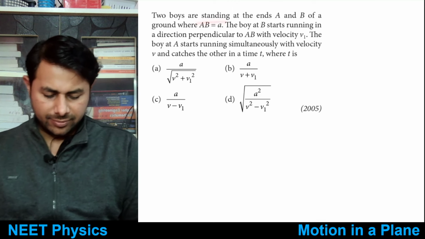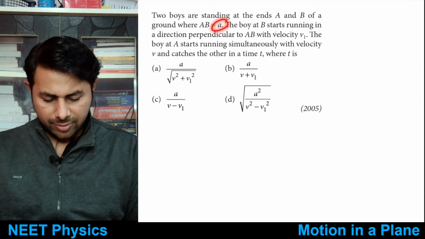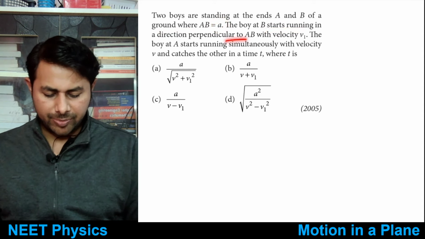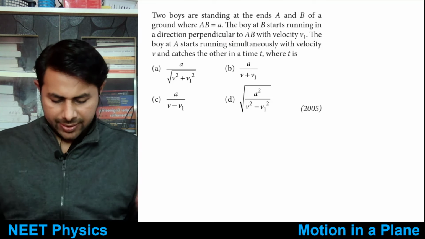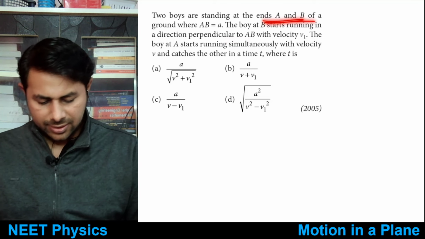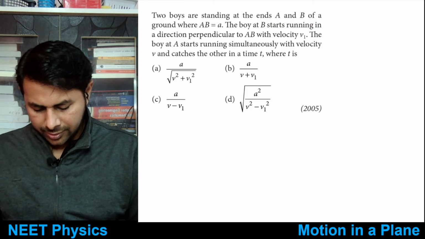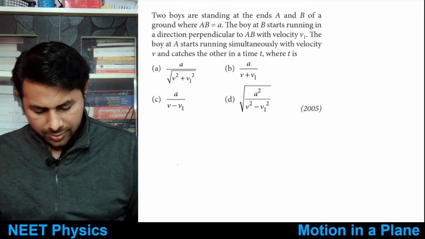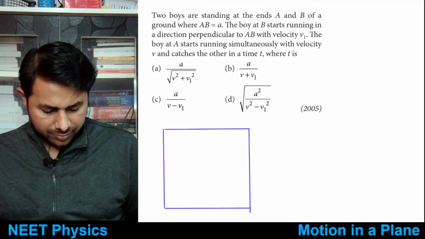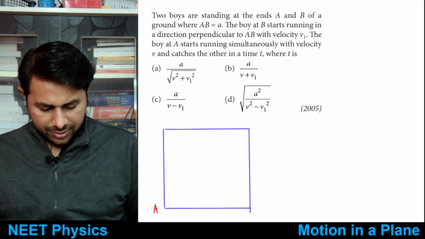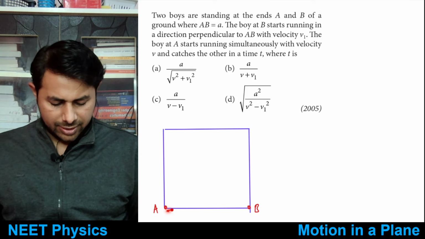Two boys are standing at the ends A and B of a ground where AB is equal to a. The boy at B starts running in the direction perpendicular to AB with velocity v1. So there is a playground and two boys are standing at the two ends of that playground. This is a playground, let's say, and two boys are standing at two ends, A and B. This is line AB.